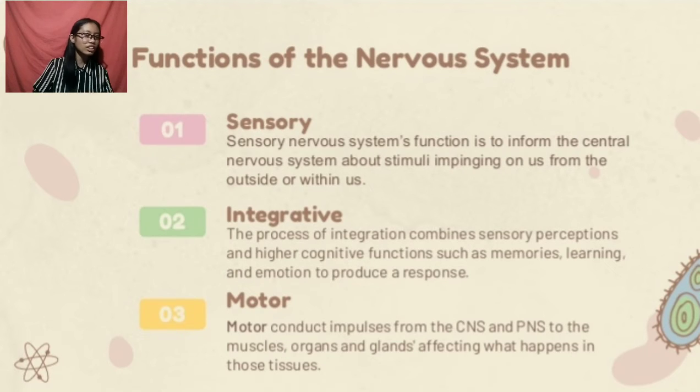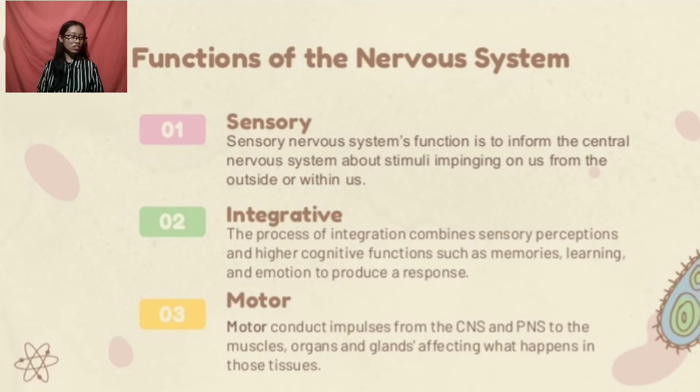So the process of integration combines sensory perceptions and higher cognitive functions such as memories, learning, and emotion to produce a response. So sensory input is converted into electrical signals, which we call nerve impulses. They are transmitted to the brain. And in our brain, they are brought together to create sensation or to produce thoughts or to add to memory. Decisions are made each moment based on the sensory input. And this process is what we call the integration.